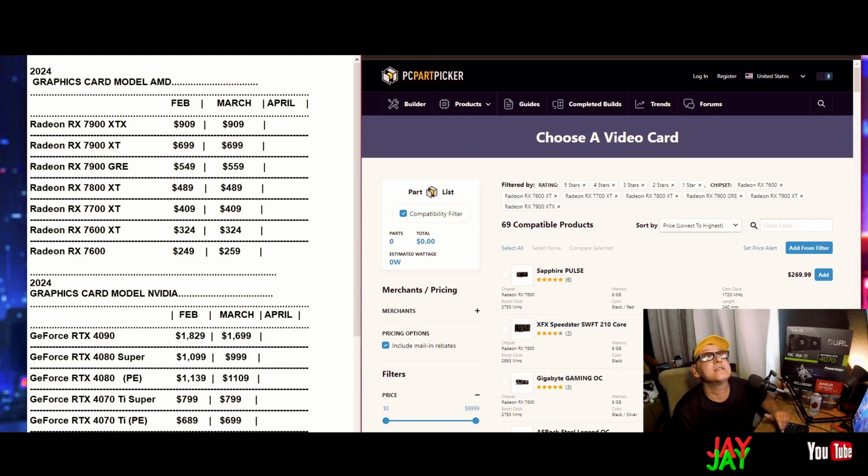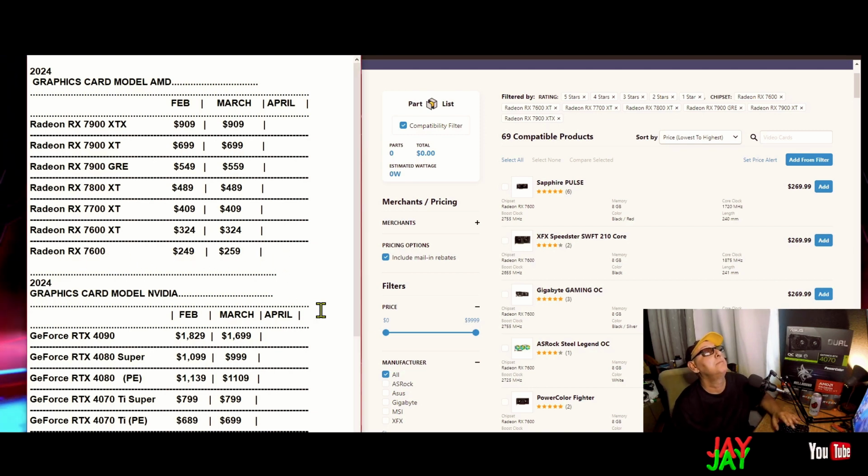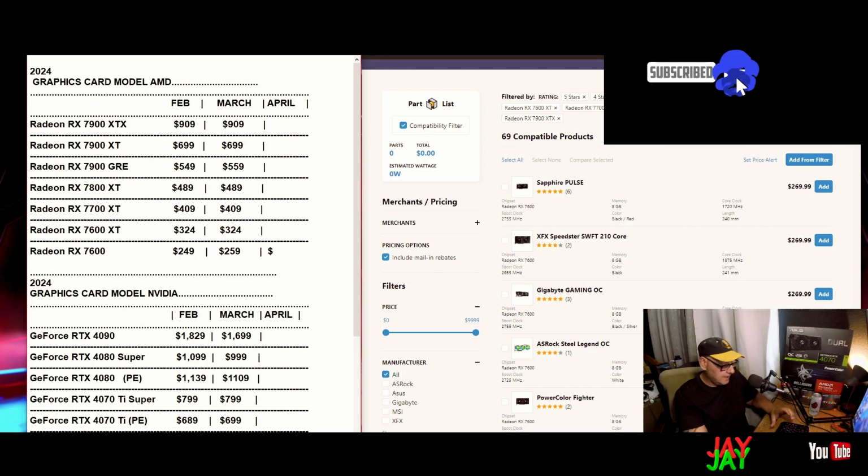Okay, so we're at the 7600. So it's looking at about 269. So we're going from the bottom of the chart. I'm going to say it's $270. So let's hit the dollar sign, let's go $270.